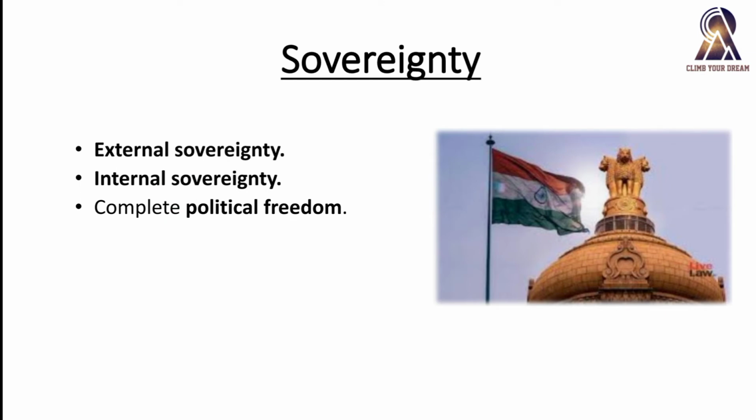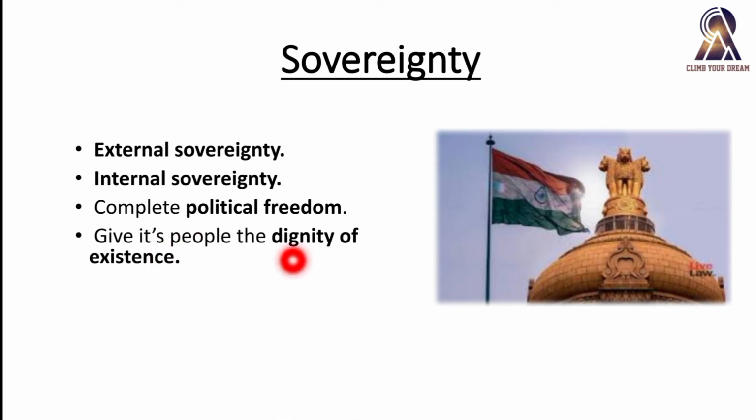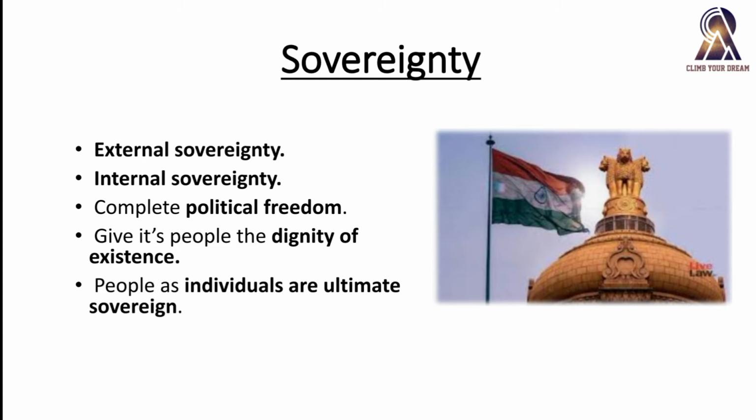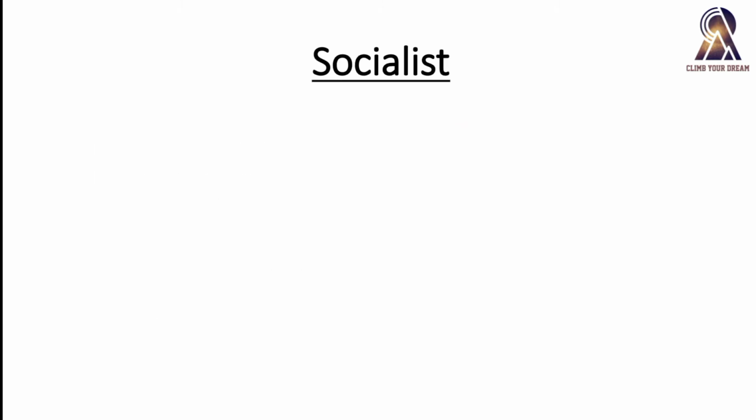So when a country is free, it gives the people the dignity of existence, which means the people of that country are not slaves to any other country but are independent. And here the individuals are the ultimate sovereign, or every citizen of the country is free to decide the conduct of their life. And the next fundamental value is socialistic, which promotes social justice in the society, be it gender equality, be it alleviation of poverty, be it education to all.